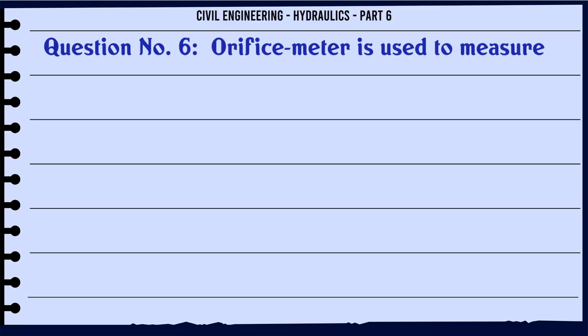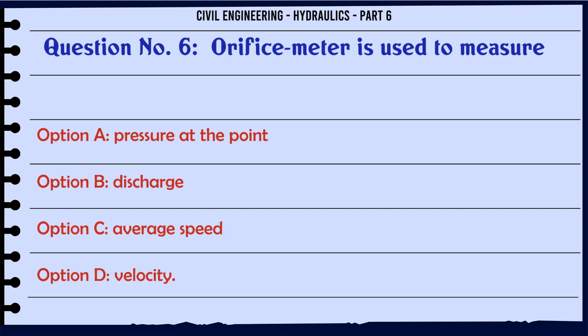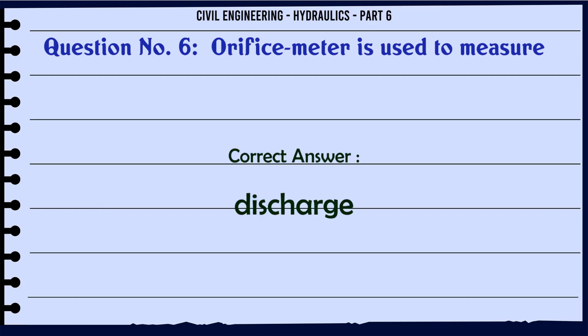Orifice-meter is used to measure: A. pressure at the point, B. discharge, C. average speed, D. velocity. The correct answer is discharge.